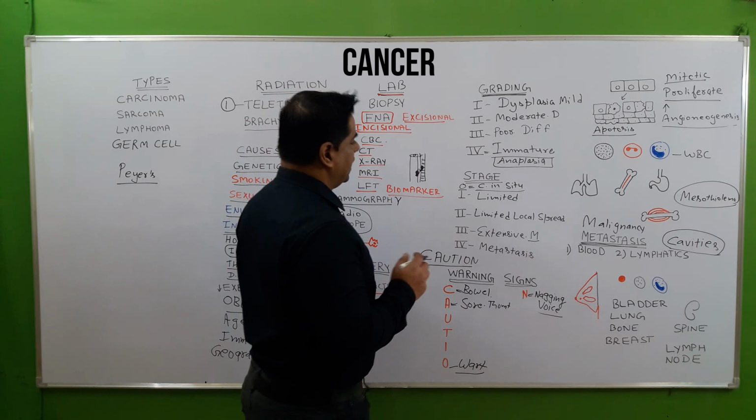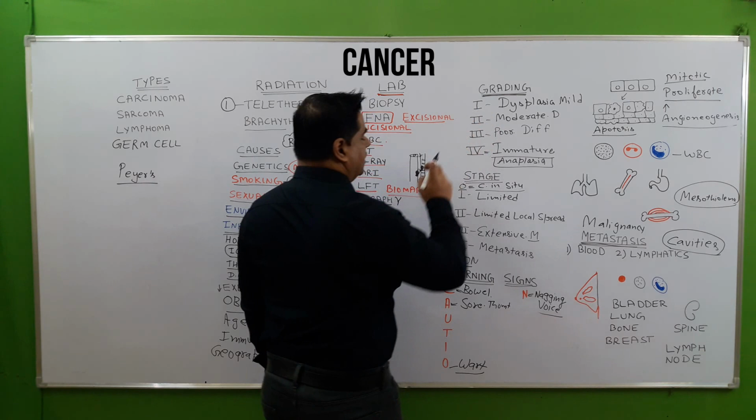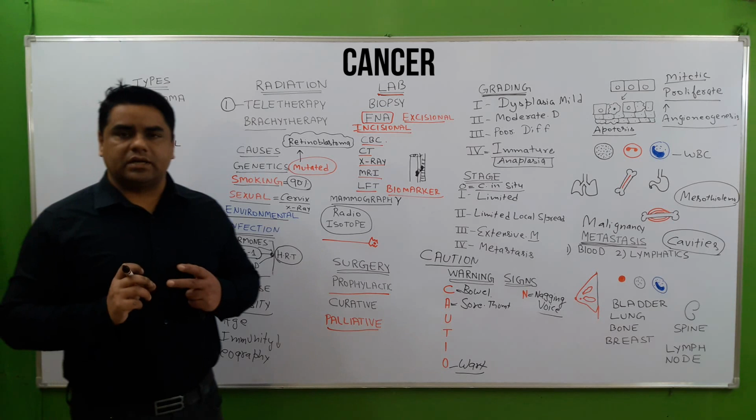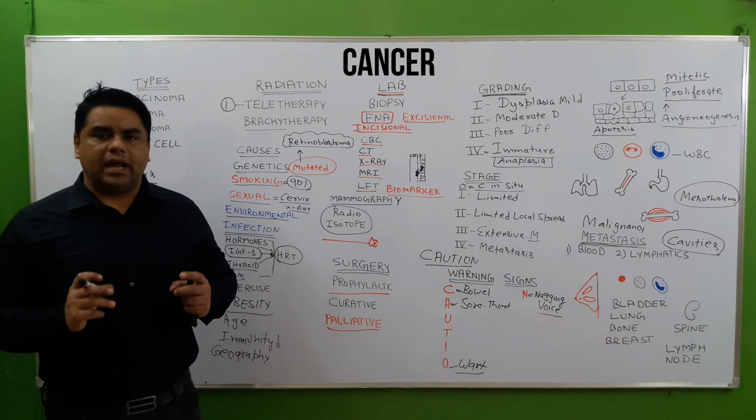So what do they mean by grading or staging? In the grading system, the doctors study the shape of the malignant cell, the structure of the malignant cell, its size, rate of spread, and where it is located.